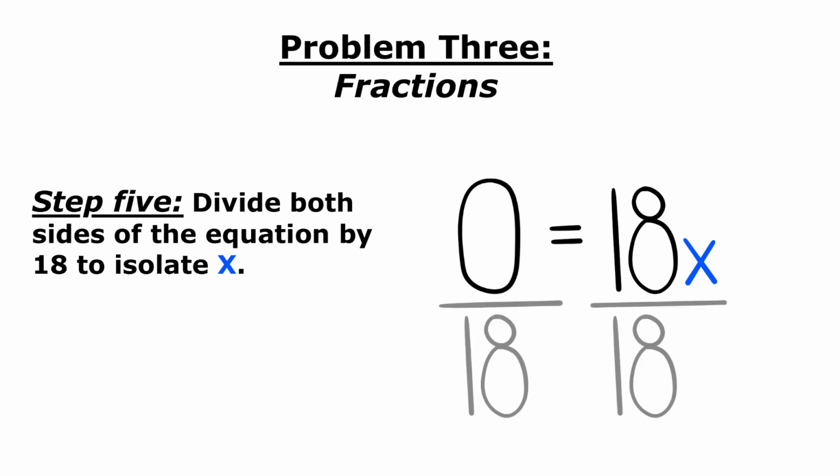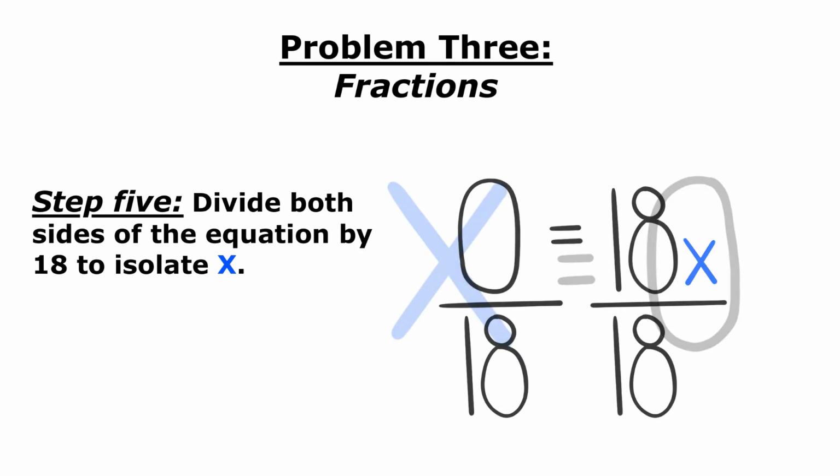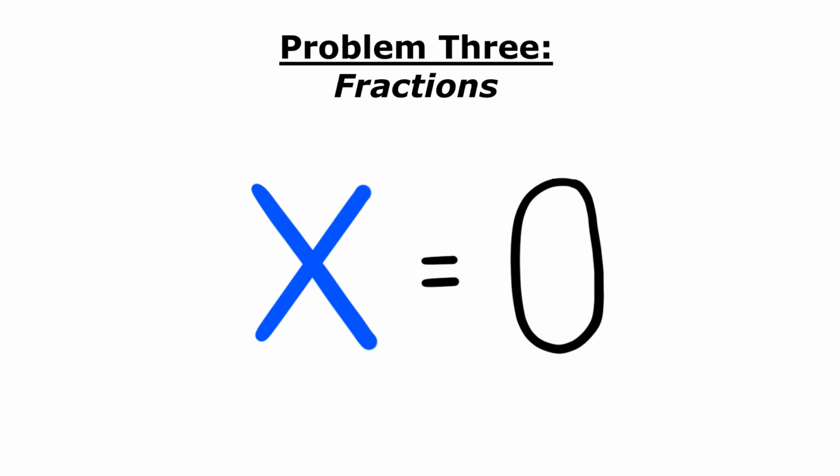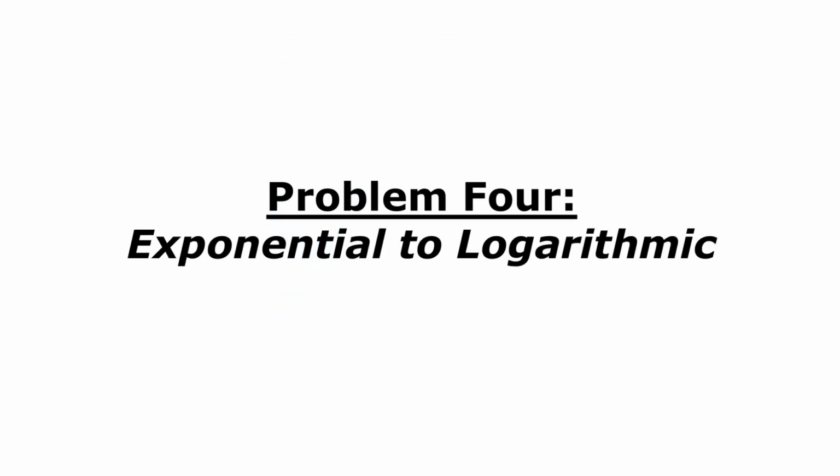Step 5, divide both sides of the equation by 18 to isolate x. And because 18 into 0 is still 0, our answer here is a goose egg. 0. And now, the problem you've all been waiting for. Well, probably wanting to avoid.